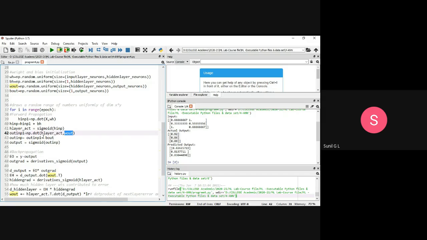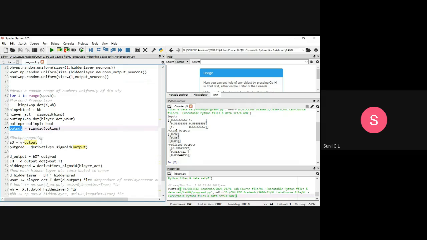Okay, after that we are applying the bias. Once we get the summation, we apply the bias, and after applying the bias, we apply the sigmoid function. So now we get the output of feed forward.